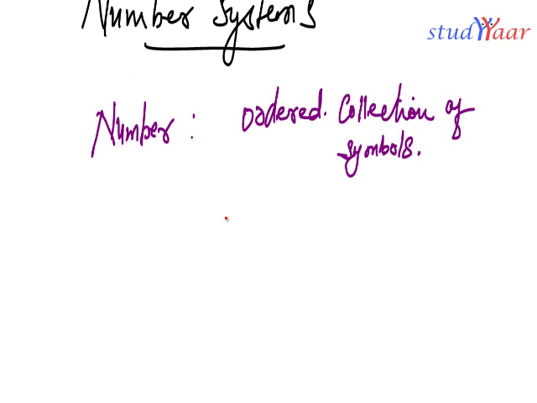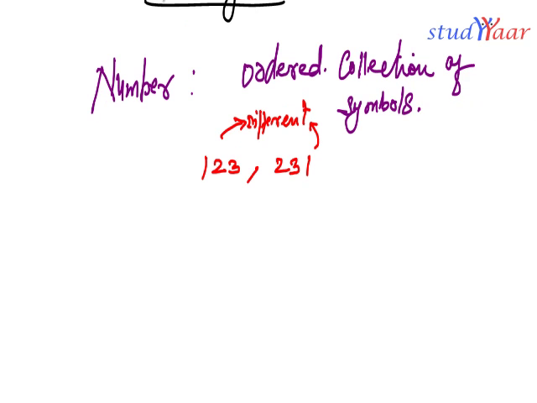It is an ordered collection because 123 is different from 231. Okay, these are different. Therefore the order is important, right? A number has basically two parts. It has an integral part and it has a fractional part.